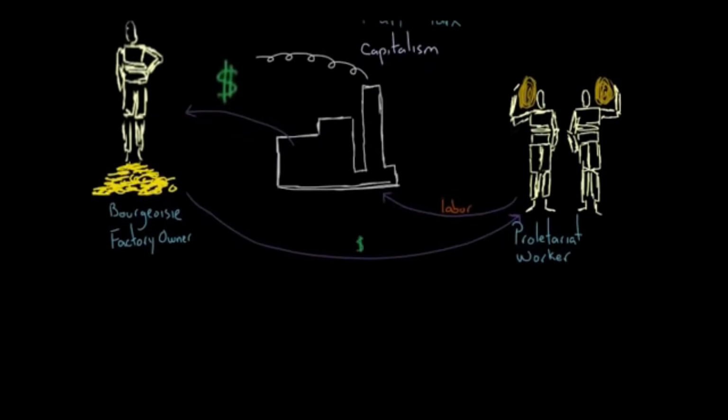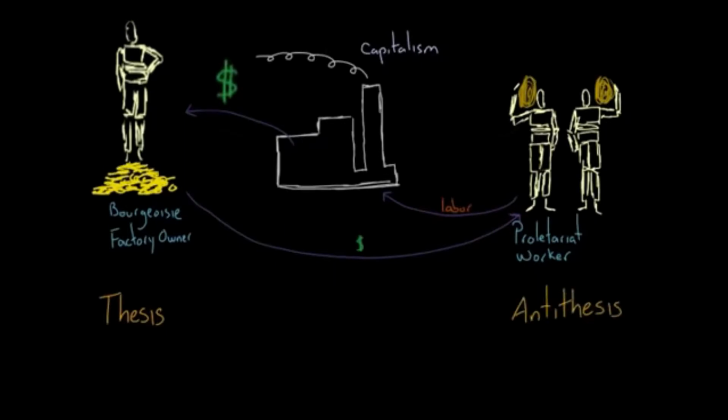The existing generally accepted state, or thesis, of a society would cause the formation of a reaction, or antithesis, that opposed the accepted state. In a capitalist society, the accepted thesis was that the bourgeoisie ran the factories, while the working class provided the labor. The desire of the working class to change the way things were was the antithesis.